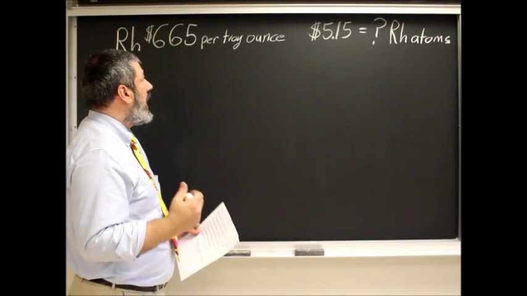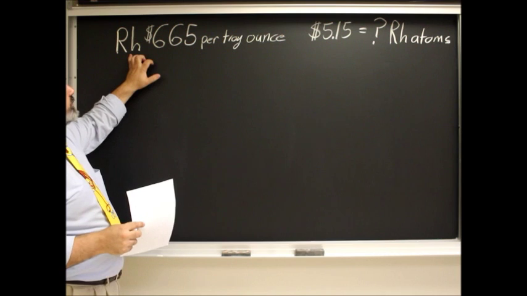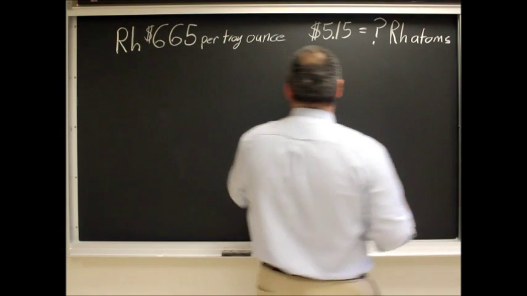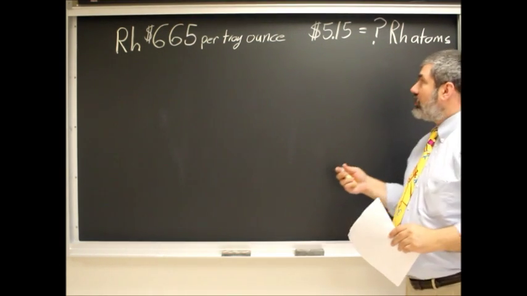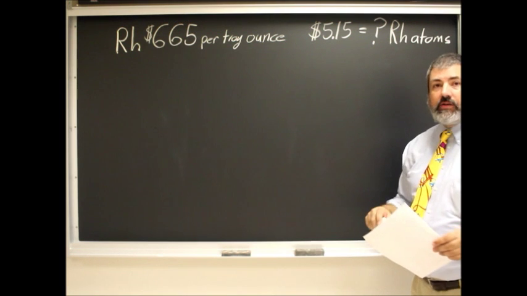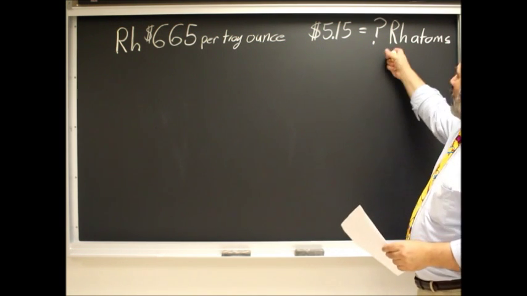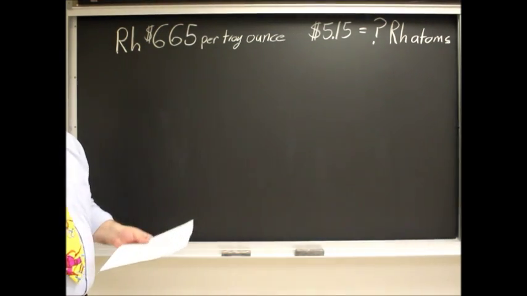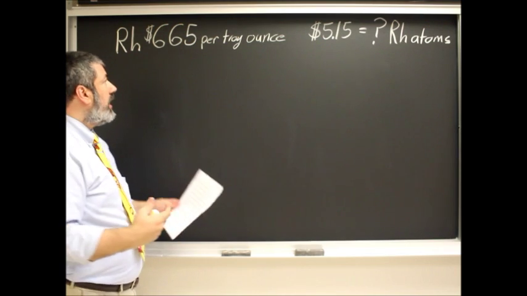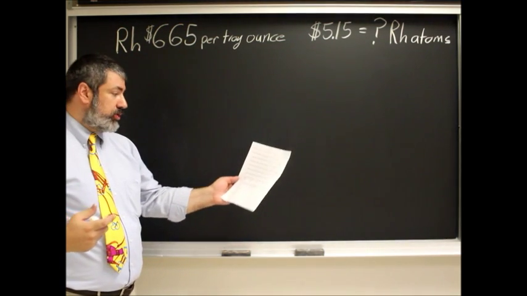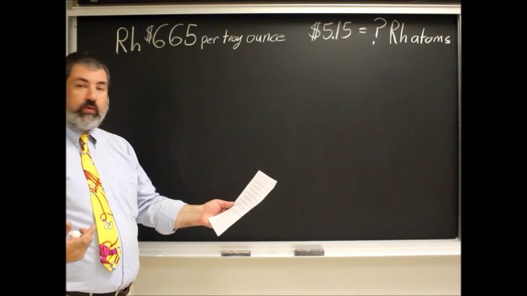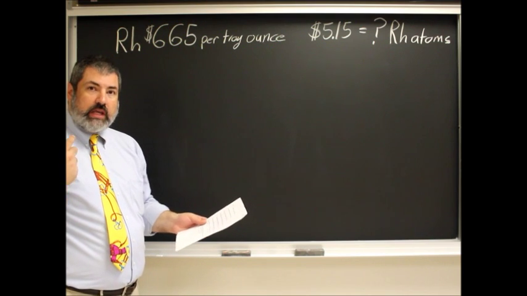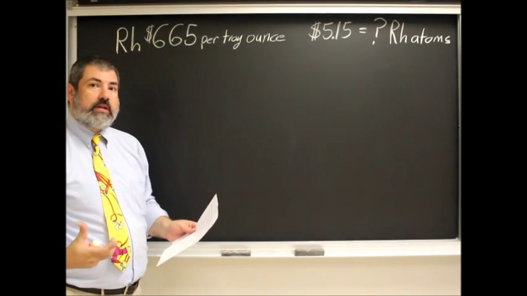In the question, I state that rhodium, the precious metal rhodium, is $665 per troy ounce. And the question is, if I have $5.15, what is that equivalent to in atoms of rhodium? So this particular type of question, I gave you some other unit conversions as far as 1 troy ounce equals 31 grams, and I gave you Avogadro's number as well. It requires using dimensional analysis.